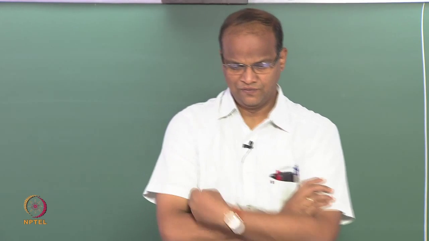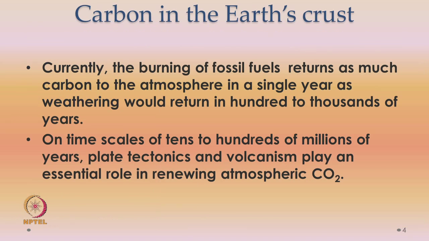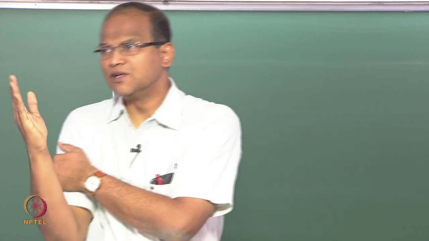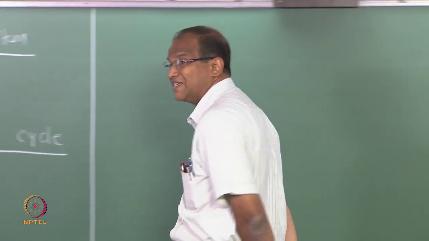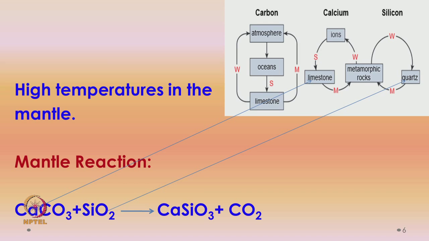Is it okay? Fine. Now, let us look at this in detail. So, now we are looking at the carbon cycle in the Earth's crust, right. So, in the mantle, the temperatures are very high. What is the range of temperatures in the mantle? 900 to 4000 degrees centigrade plus, okay. It is of the order of a few thousand degrees centigrade. High temperatures are present in the mantle. So, it leads to what is called the mantle reaction. Please take down this mantle reaction.